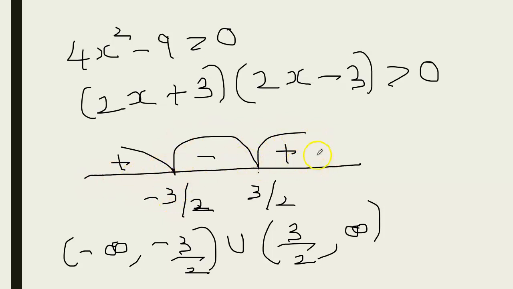write plus or minus starting from the rightmost interval. Now when is it greater than 0? Here and here. So the solution set is minus infinity to the open interval minus 3 by 2, union the open interval 3 by 2 to infinity.